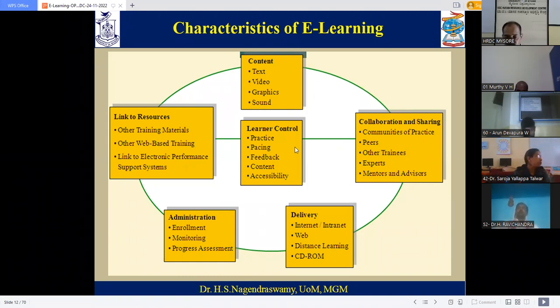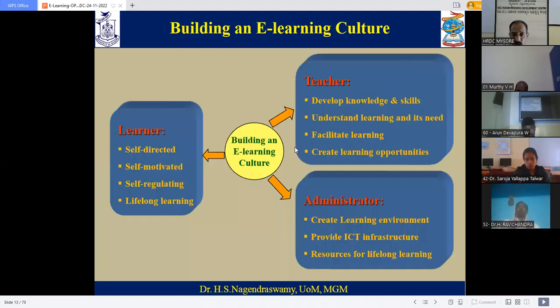And if we understand this, we can definitely make a big difference in our way of learning with the technology and with the support of all the modern tools and techniques.